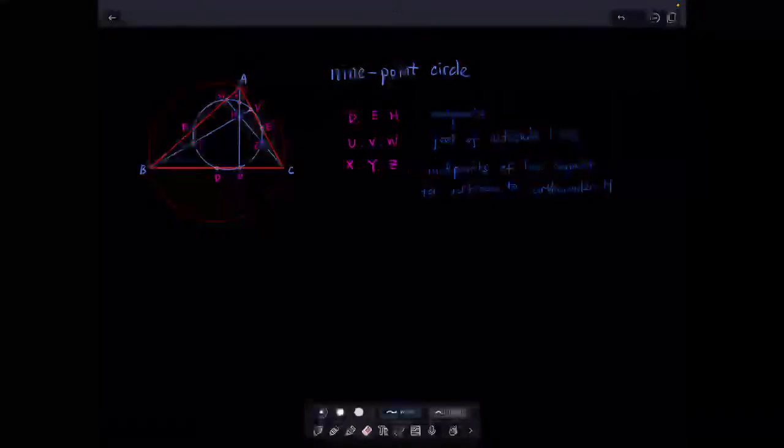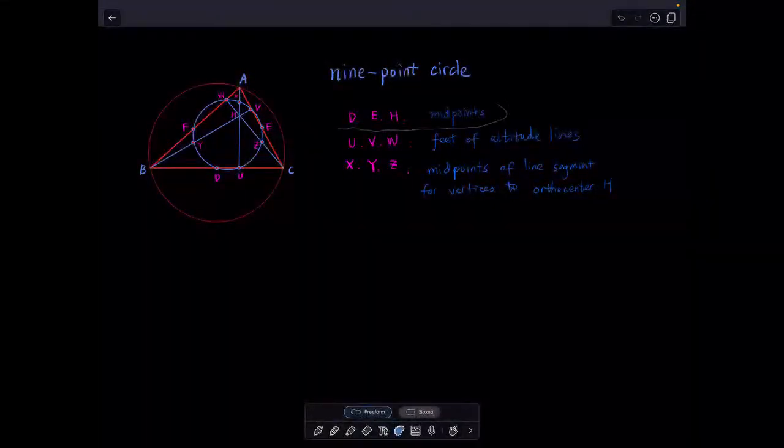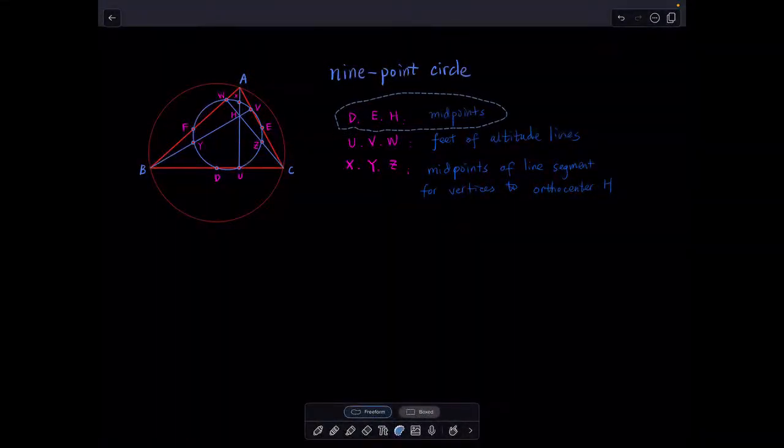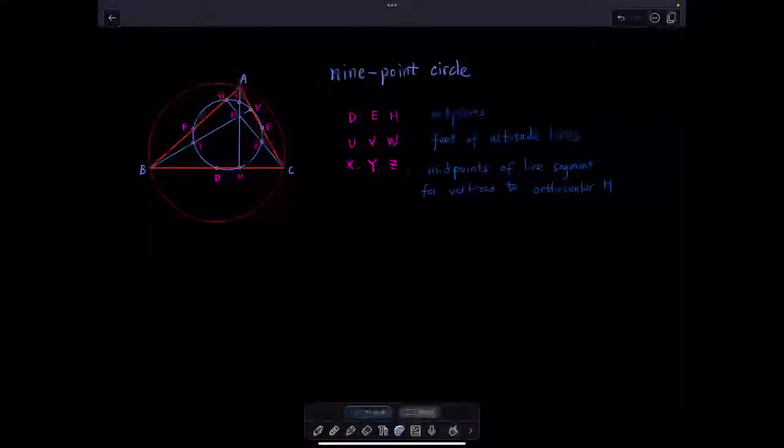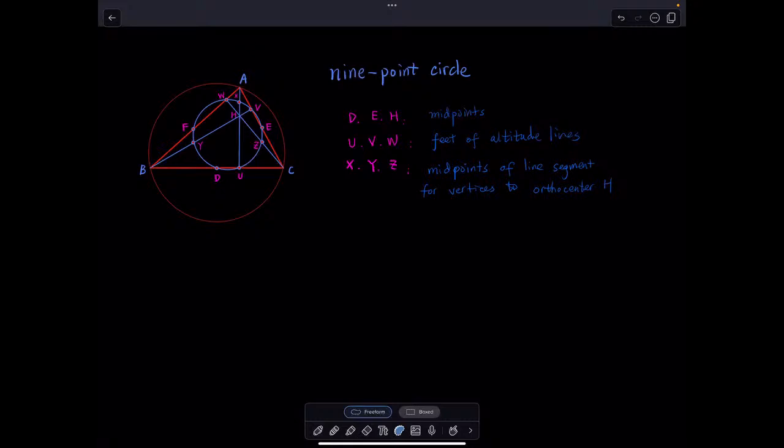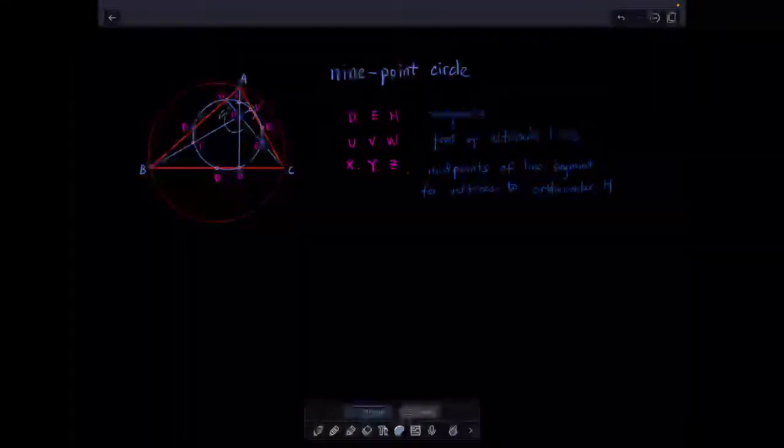So here are D, E, F, the midpoints, and we have the feet of the altitude lines. These are the vertical lines, AU and BV, as you can see, and CW here, right? So we have nine points marked here: D, E, F, the midpoints; U, V, W, the feet of the altitude lines; and X, Y, Z, the midpoints of the edges to the orthocenter.